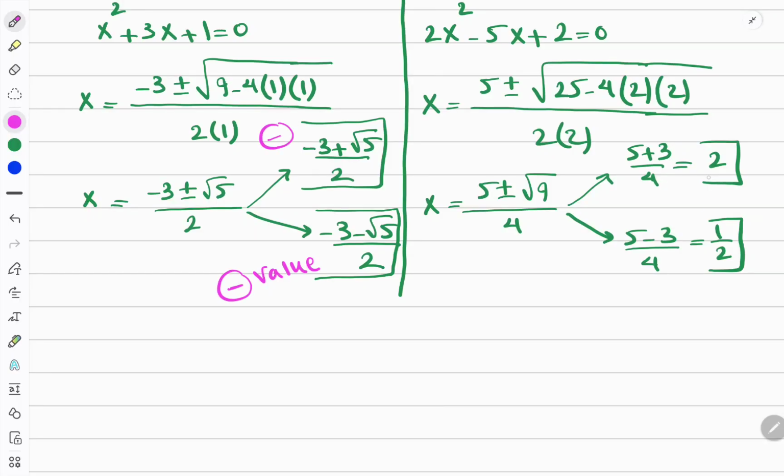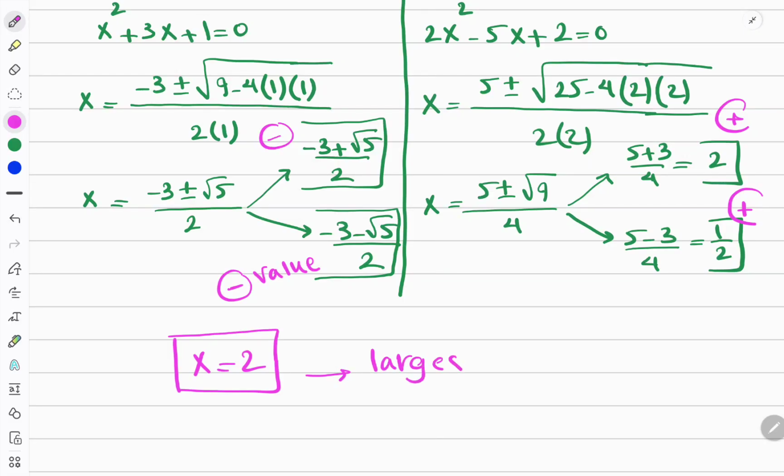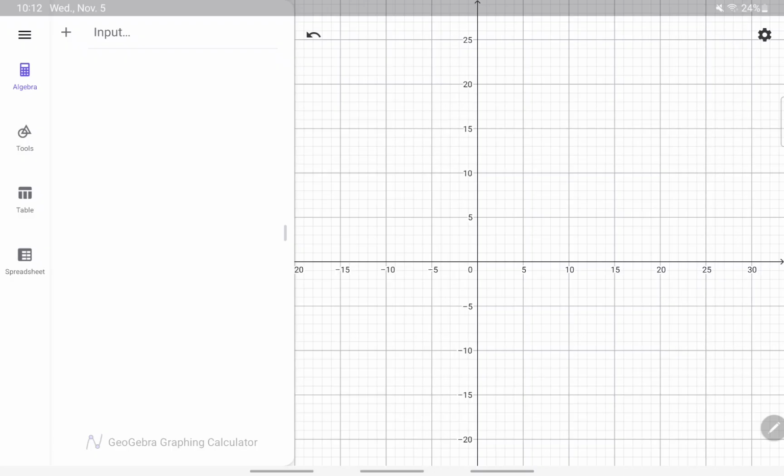And we have 2 positive answers here, positive 2 and positive 1/2, but the largest one is positive 2. So x is 2 is the largest root of this equation. So this is our answer. And now I'm going to check my answer using GeoGebra. Okay.